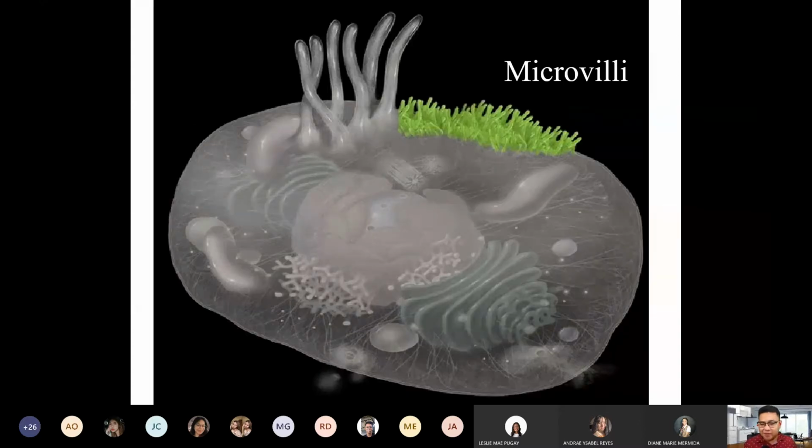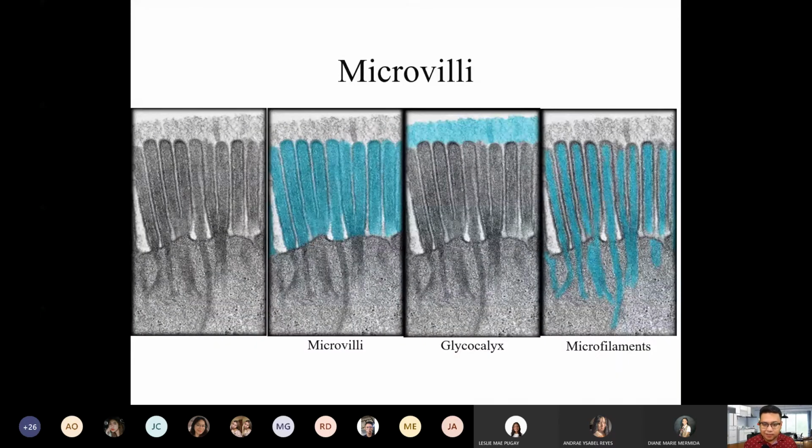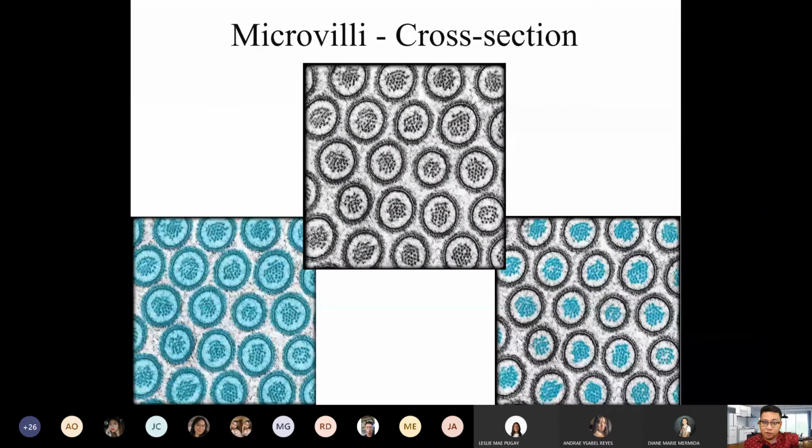Okay, so this is your microvilli. As you can see, if this is your cilia, the microvilli is much smaller. Okay, this is what the microvilli looks like in cross-section and in SEM. This is the cross-section of your microvilli again.